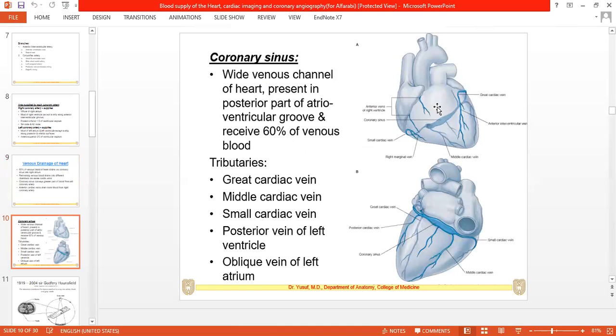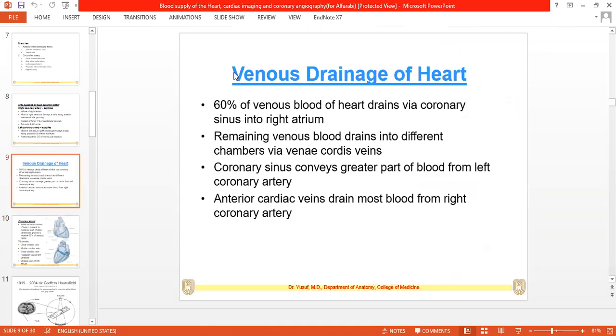Okay, coronary sinus. It is called a sinus because sinus means space. But this is not a space, it is a larger vein, because it is a very broad vein. That's why it is called the coronary sinus compared to the other veins, which are very small and narrow. So this is the largest vein, into which most of the veins drain. So almost 60% of the venous blood will be drained.